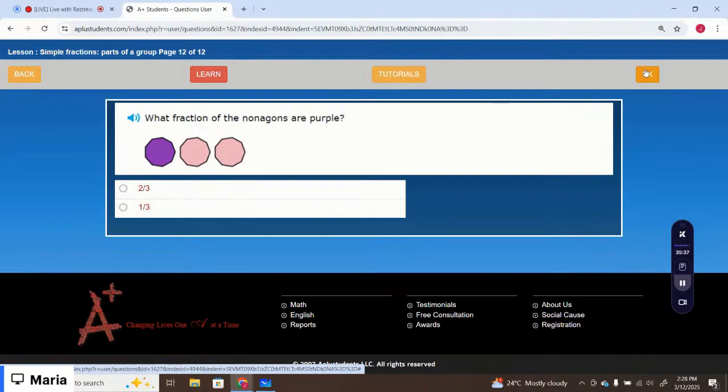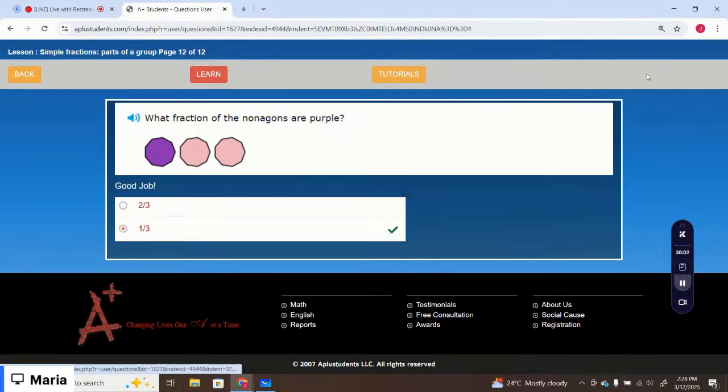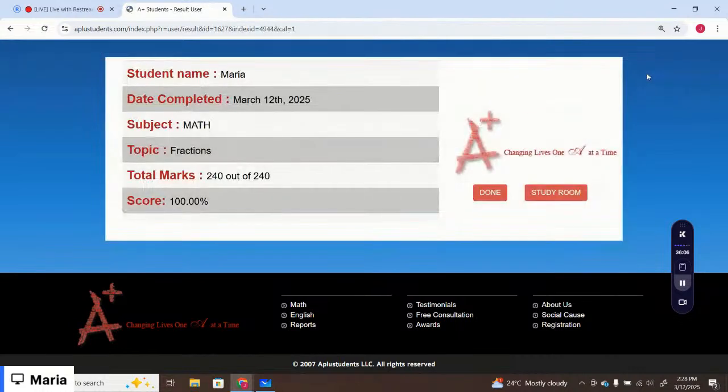What fraction of the nonagons are purple? That is 1 out of 3. Option number 2 is the correct option. Okay, we are done with the lesson. Let's move on to the next lesson.